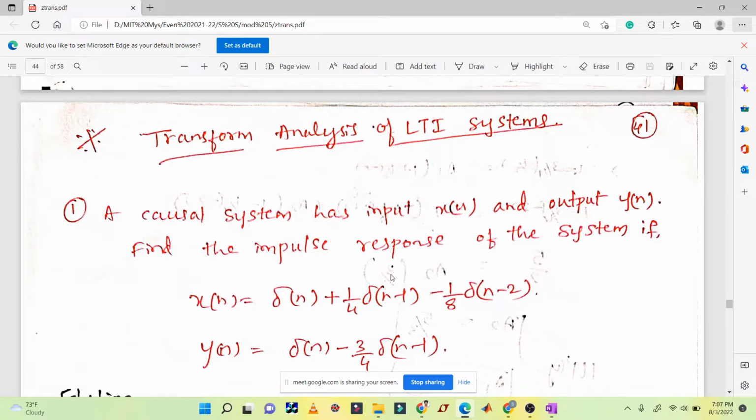Transform means what? H of z is equal to y of z by x of z. That is the response of the LTI system we are going to analyze, and we are going to find out either x of n or y of n or h of n using the transform analysis. That is standard: h of z is equal to y of z divided by x of z, that is, response is equal to output by input. So that we are going to find out using the Z transforms here.